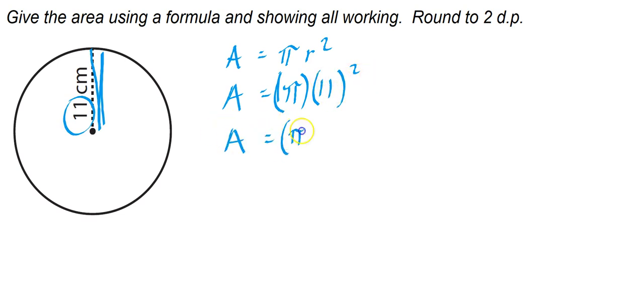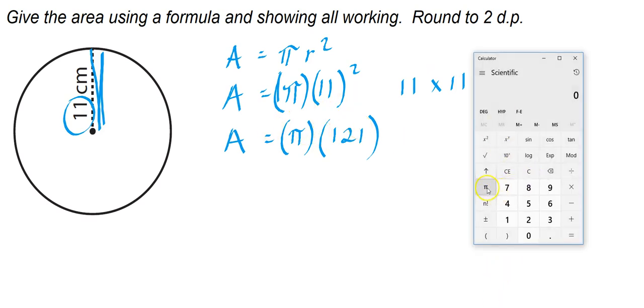Now we have to do 11 times 11. So we have to square 11. You can do it on your calculator, but if you know your times tables, you know that 11 times 11 is 121. And now I just use my calculator to solve this problem. So it's pi times 121.